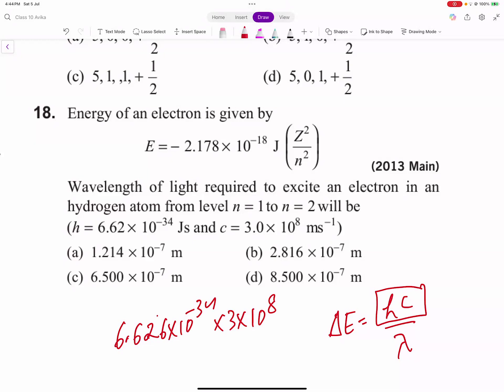6.626 into 3. Oh, sorry, I've made some mistakes. 6.626 into 3, so it is 19.878. Okay.